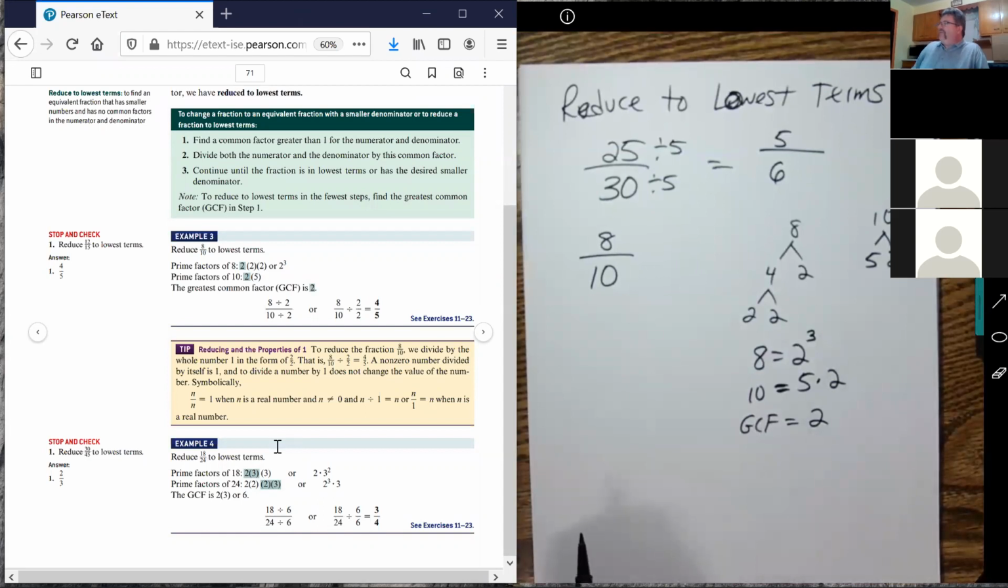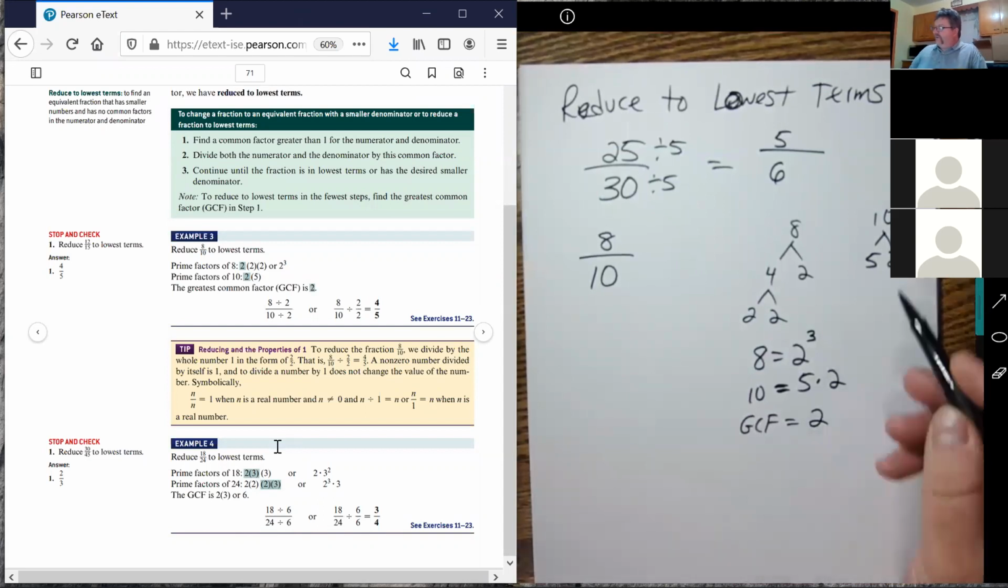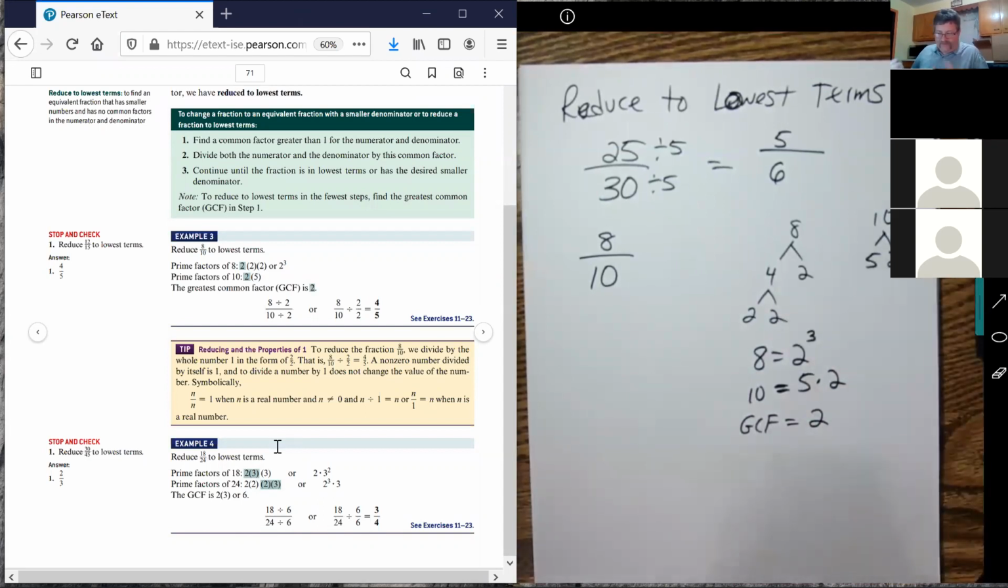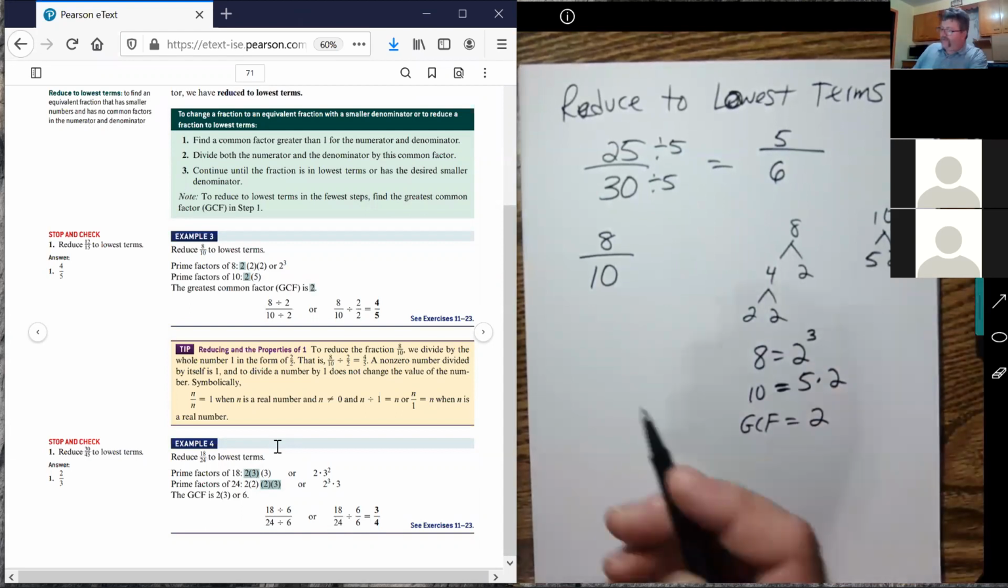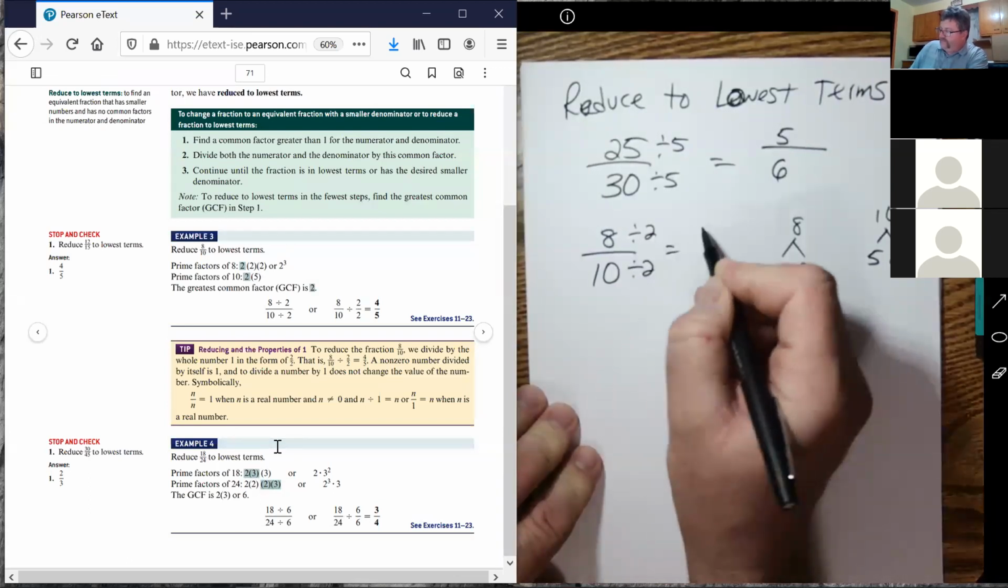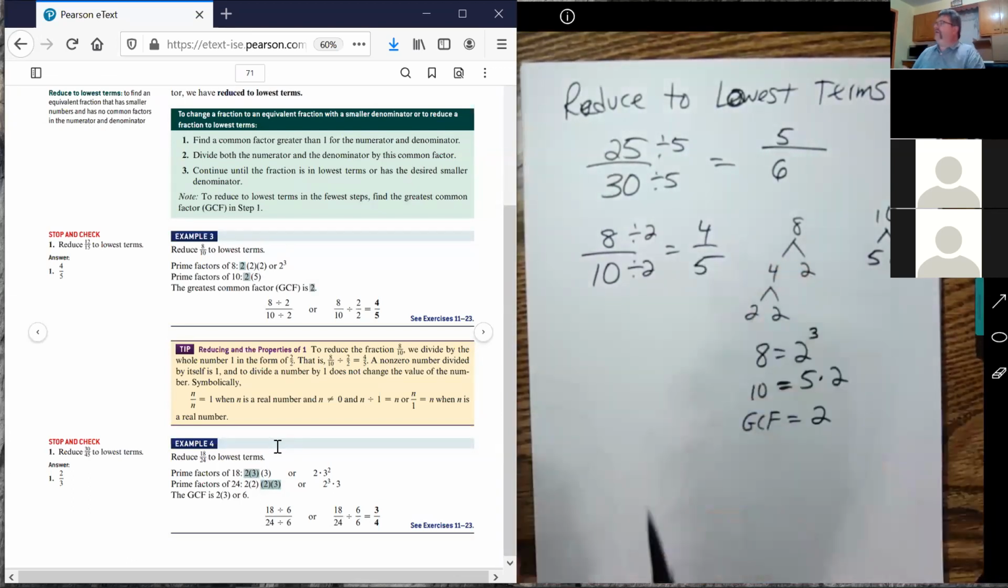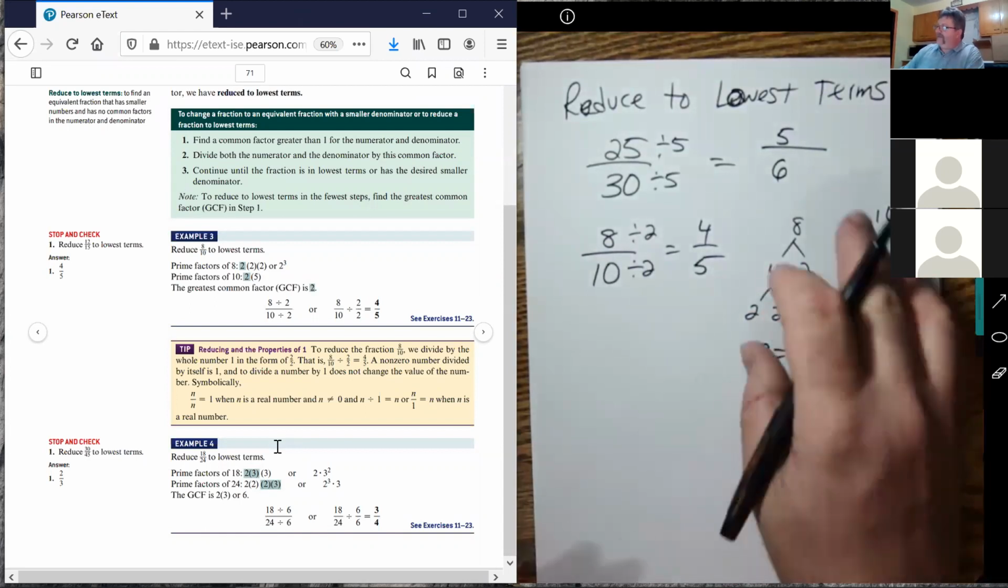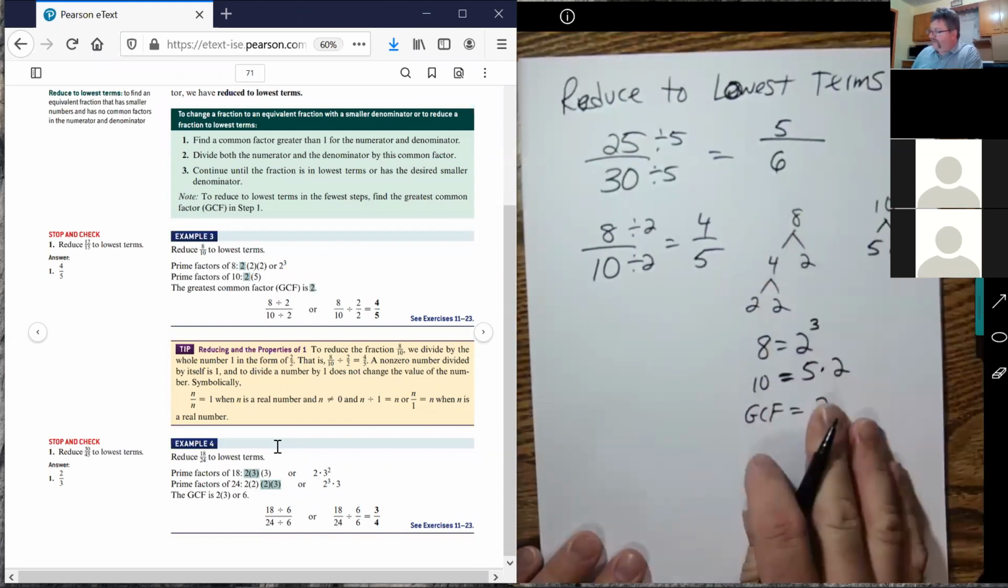The problem with this is it took a little legwork to figure that 2 out, right? I mean, look at all these steps I had just to figure out the 2. But now that I've got the 2, now there's one step: 4 over 5. The way I prefer to do it is not take this time to find the greatest common factor.